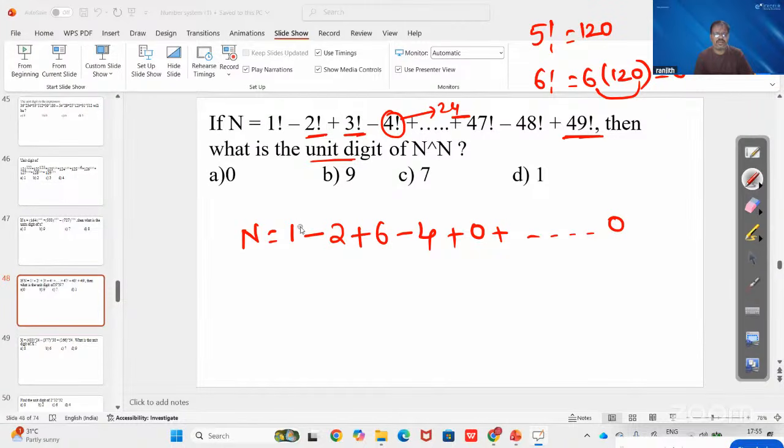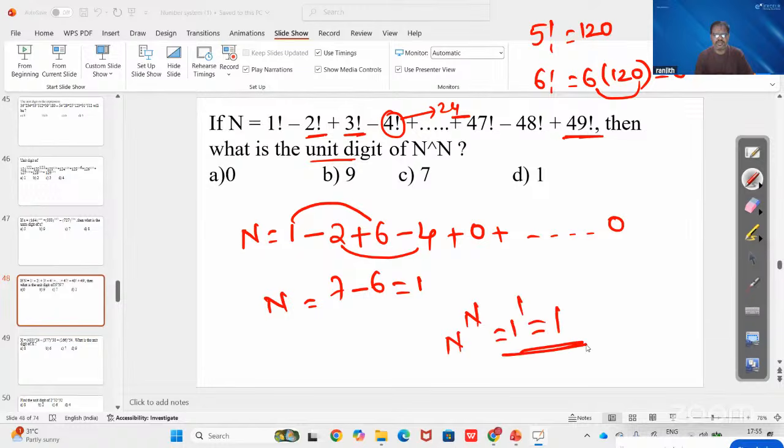And the next will be equal to 1 plus 6 equal to 7. So 2 plus 4 equal to 6. That will be equal to 7 minus 6, where n equal to 1. And n power n will be equal to 1 power 1 equal to 1. The answer is 1.